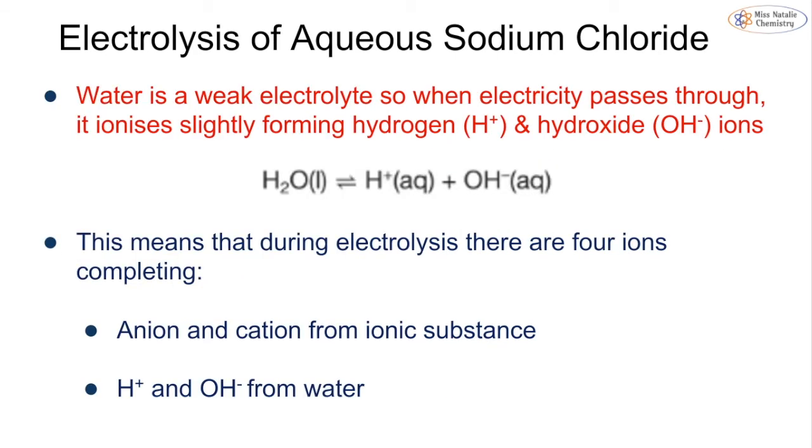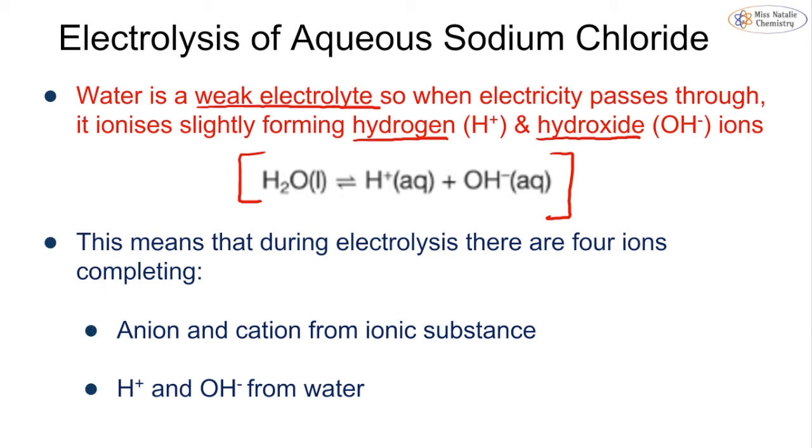The difference here is that when we have an aqueous substance, we have introduced water into the mix. And water is a very weak electrolyte. So what that means is when the electricity passes through it, it can break down and form hydrogen ions and hydroxide ions. And we can show that in this equation here. So we have H2O liquid going to H+ aqueous and OH- aqueous.